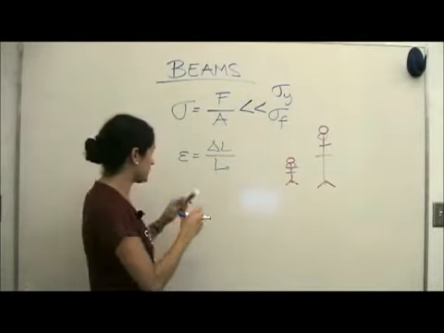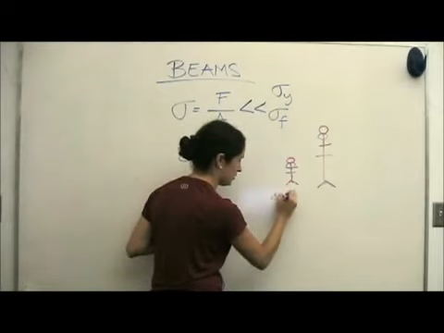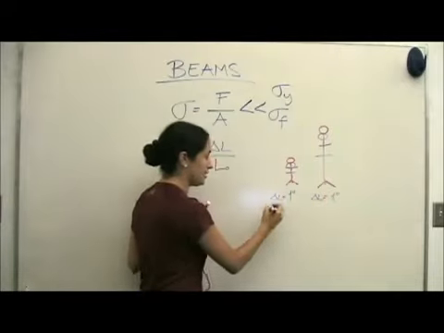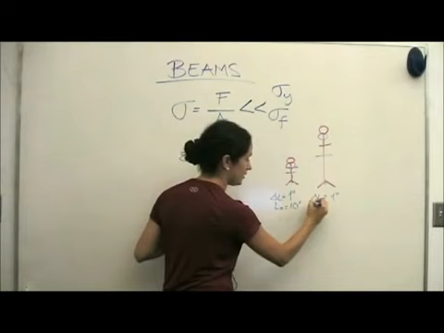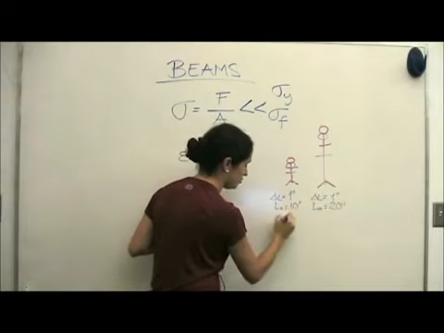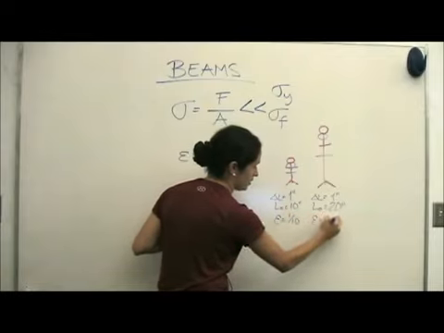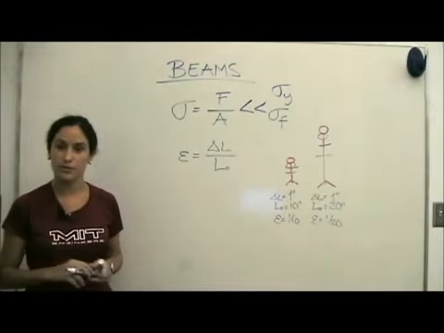Even though they both grew the same amount, delta L, let's call it 1 inch. So delta L here is 1 inch, and delta L here is 1 inch. The original length of this guy was, let's say, 10 inches, whereas the original length of this guy was 20 inches. The strain then will be 1/10, and the strain for this guy will be 1/20. As we see, the shorter classmate exhibited larger strain over the summer vacation.